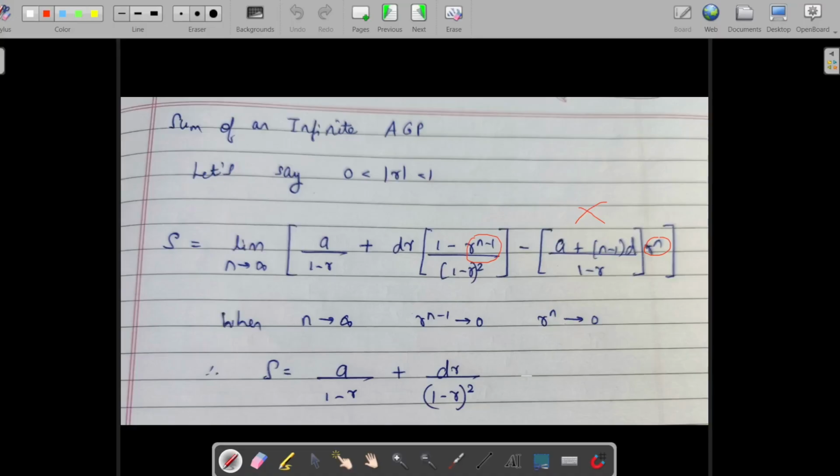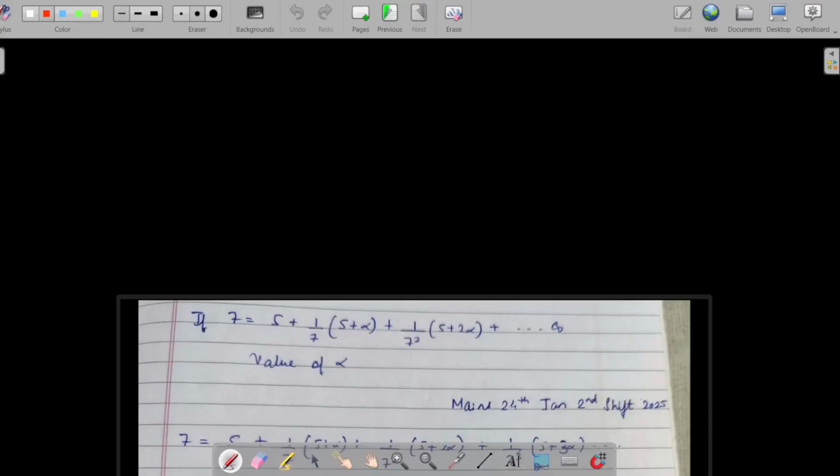So let us take a question of JEE Mains, 24th January second shift. Okay, so you have S is equal to 5 plus (5 plus alpha) by 7, plus (5 plus 2 alpha) by 7 square, and so on to infinity. You have to calculate this value alpha. You are already given the sum. As I said, this is a question of JEE Mains, that is why they have directly given it to infinity, because till infinity it is easier to calculate.